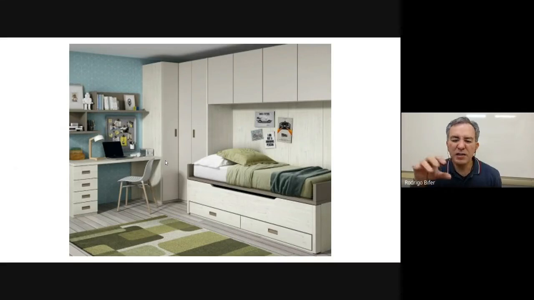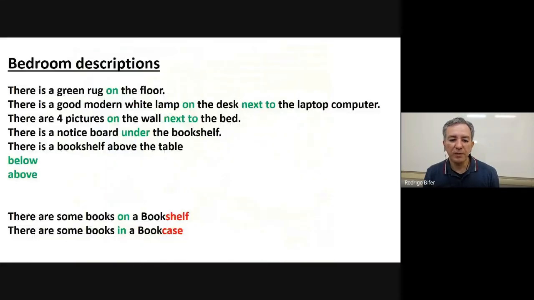There are some boxes on the table. Okay, boxes. These things are touching the table, and so we use on. But for the bookshelf, which is not touching the table, we use above. Above would be the opposite of below.